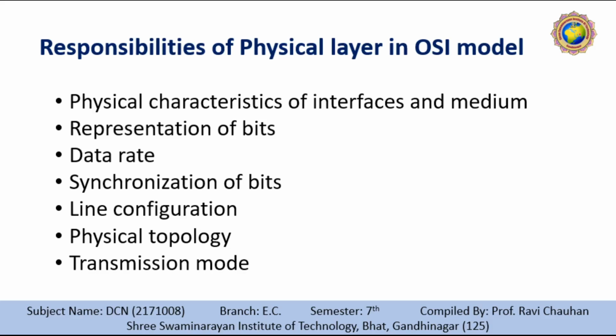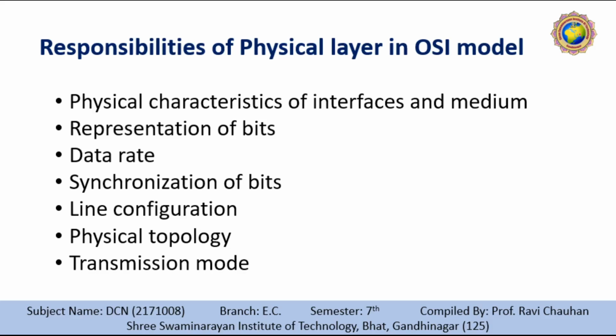Third is data rate. The transmission rate, the number of bits sent each second, is also defined by the physical layer. In other words, the physical layer defines the duration of bits, which is how long each one lasts. It means you can say that it is one type of speed of data transmission.